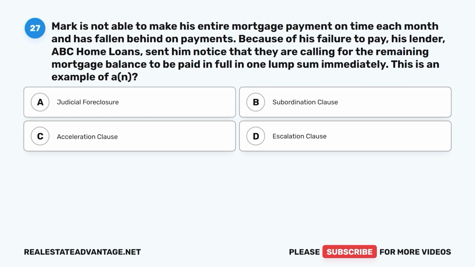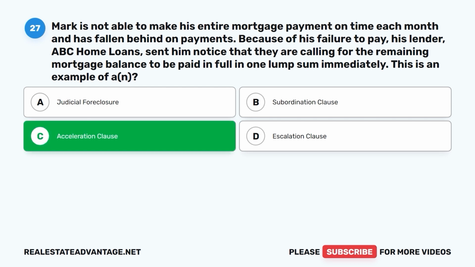Question 27. Mark is not able to make his entire mortgage payment on time each month and has fallen behind on payments. Because of his failure to pay, his lender, ABC Home Loans, sent him notice that they are calling for the remaining mortgage balance to be paid in full in one lump sum immediately. This is an example of an A. judicial foreclosure, B. subordination clause, C. acceleration clause, D. escalation clause. The correct answer is C.